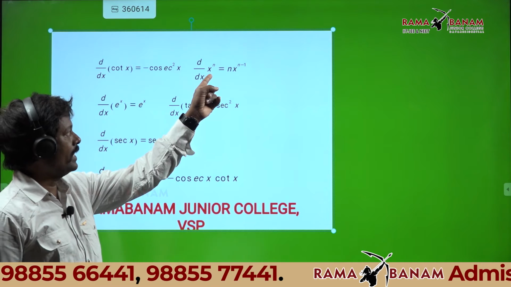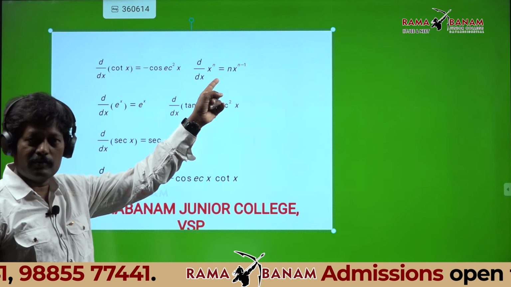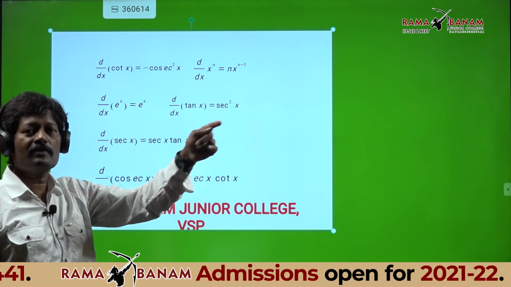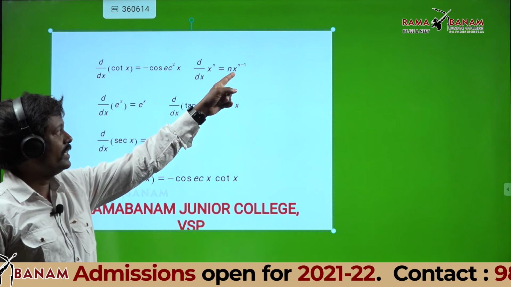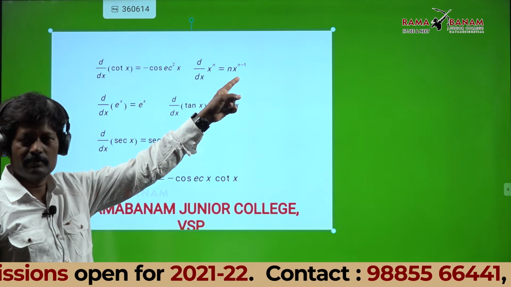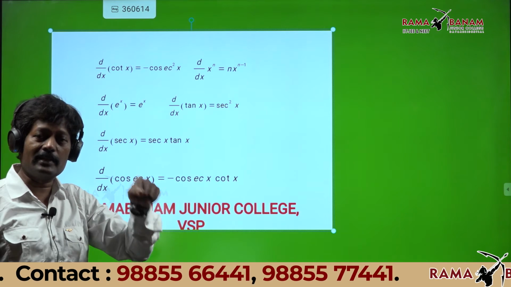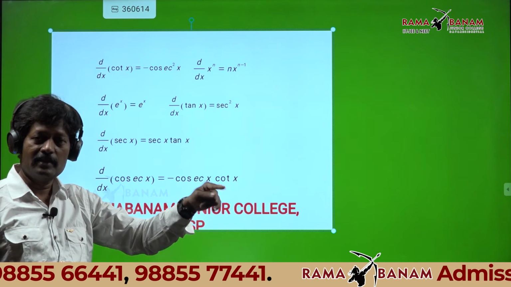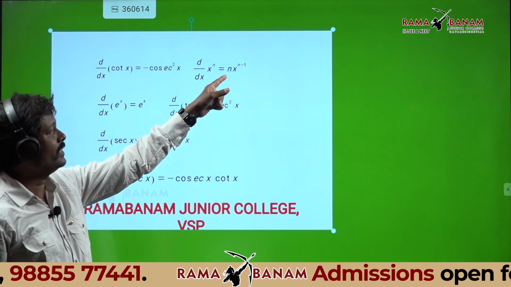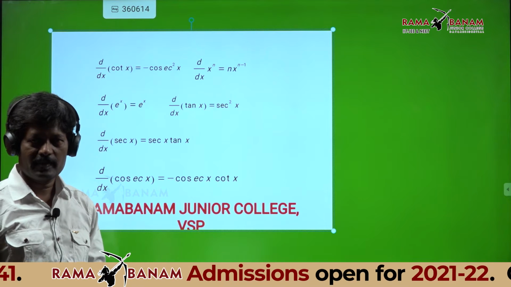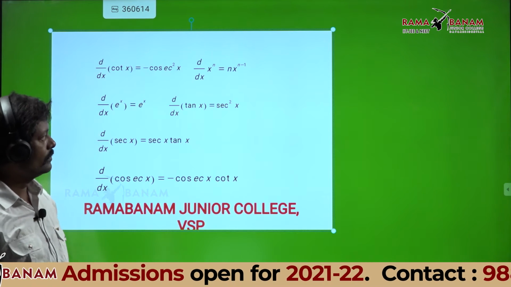If I draw a tangent on the x power n curve, the slope of the tangent is nx power n minus 1. And if the tangent makes an angle theta with the positive x direction, tan theta is nothing but nx power n minus 1. Write note.